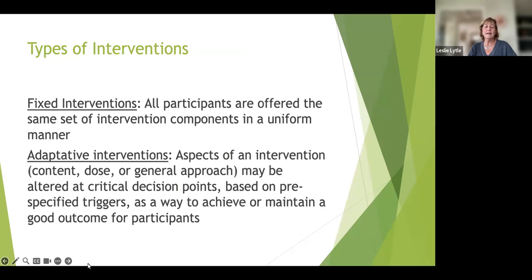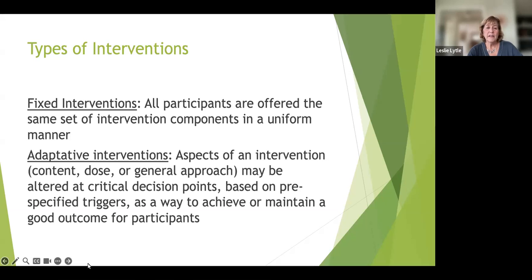I just want to quickly make sure we're all on the same page between fixed and adaptive interventions. A fixed intervention is when all participants are offered the same set of intervention components in a uniform manner. Adaptive interventions, which are getting a lot of attention these days, are when aspects of an intervention can be altered at critical decision points based on some pre-specified target as a way of improving outcomes for participants. All my work has been in fixed interventions, because when you're also manipulating the social and physical environment, I think it's much more difficult to do an adaptive intervention.